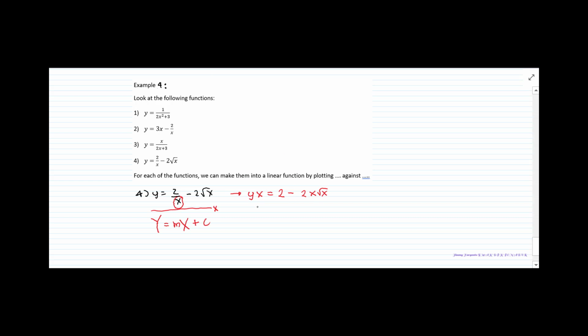Okay, and then we will compare it again with y equals mx plus c. I will write it like this to be more similar with the top. Okay, is it the same? Yes, big Y represents yx, and big X represents x root x. So we have to plot yx against x root x to make it a straight line.